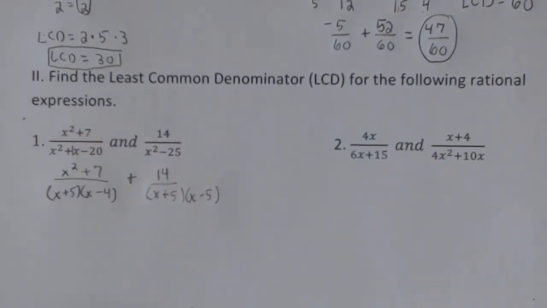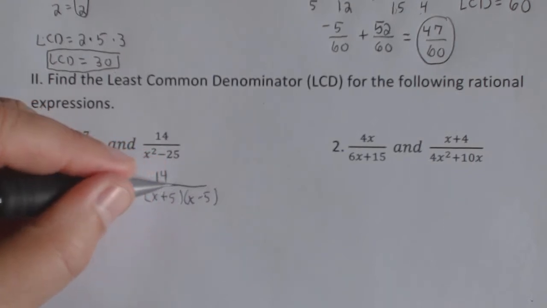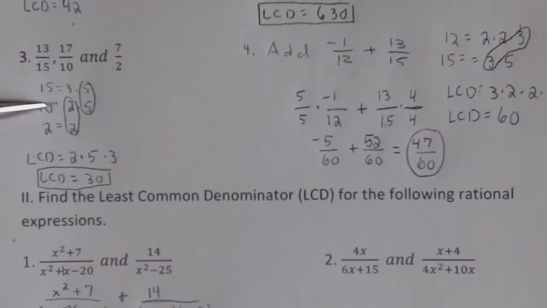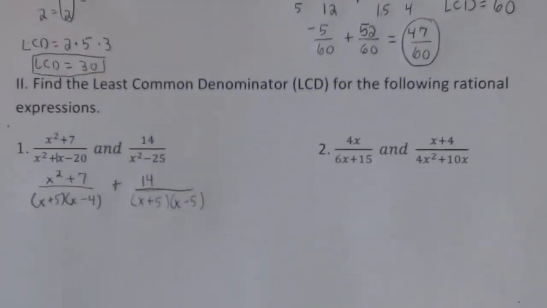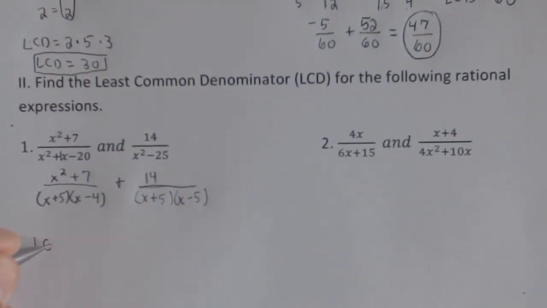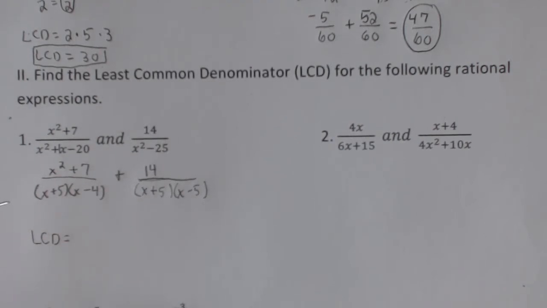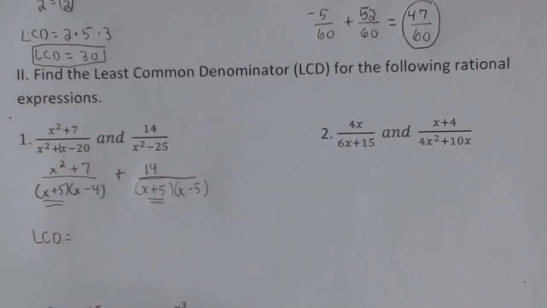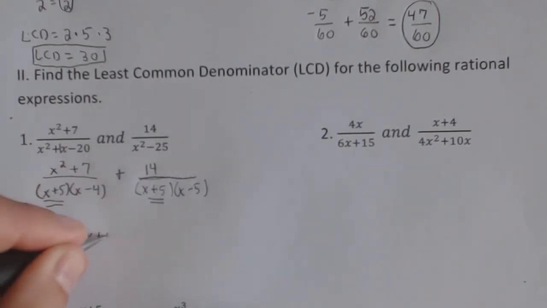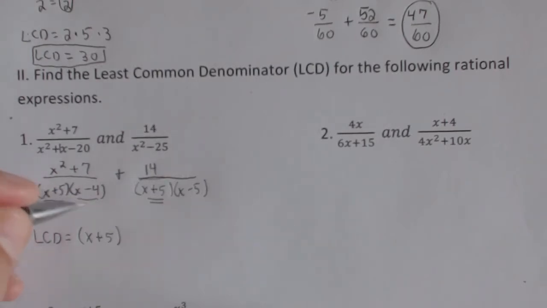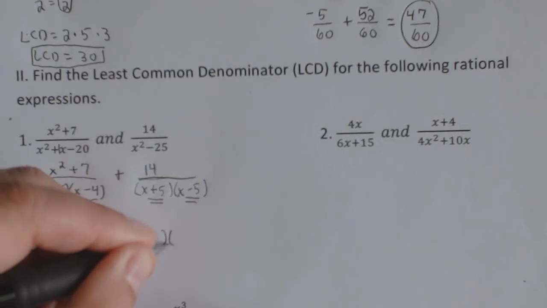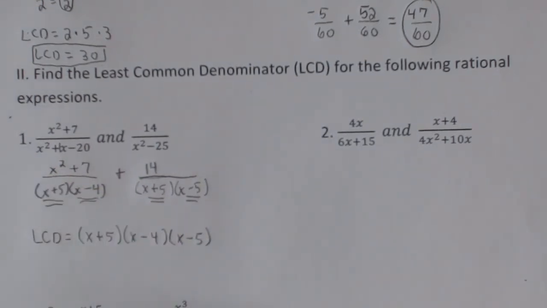Now we want to get a least common denominator, and the good thing about doing this is we don't have to write the factors. We can just look at them, and so the LCD is going to be a collection of factors. If they repeat, you don't write them twice. So what we can see is that each of these denominators has an x plus 5, so you write that down once. This one has an x minus 4, so you would write that one down, and this one has an x minus 5. So this is the LCD of problem number 1.